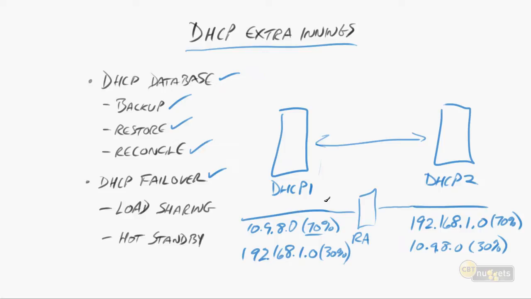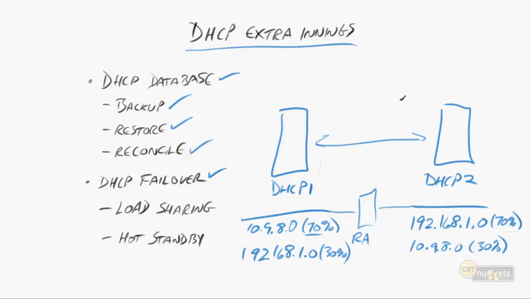Okay, so anyway, this is called a split scope arrangement, and then we reciprocate that on the other side by choosing to do 198.168.1.0, 30% over here, and over here where the actual subnet is, this DHCP server does 70%. Now, if this server fails, then this server will still be able to provide service not only to its own subnet, but also to this subnet because of the relay agent.